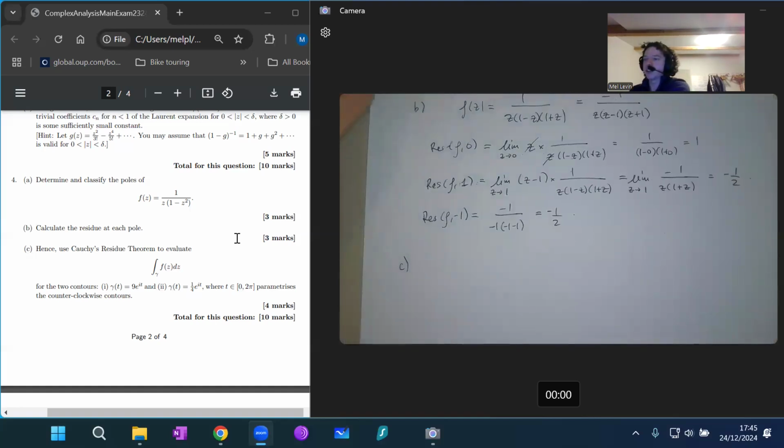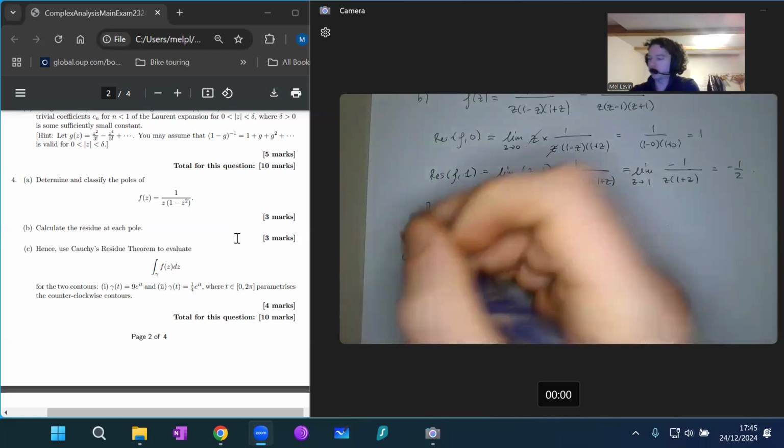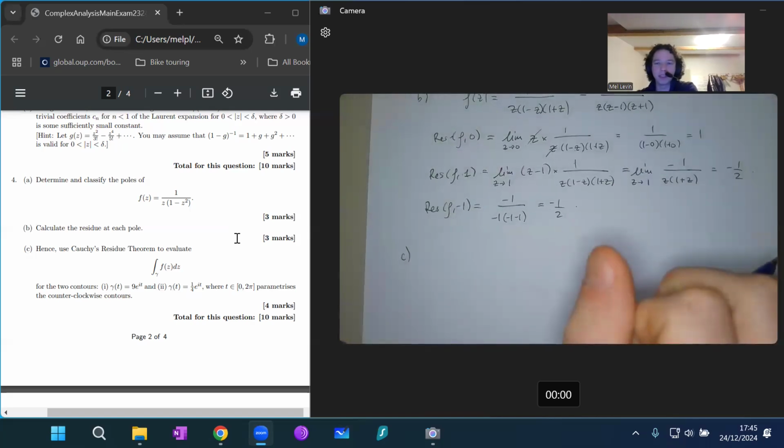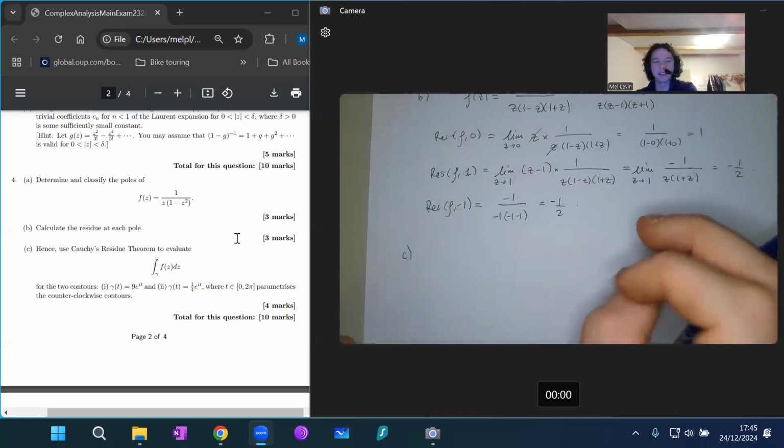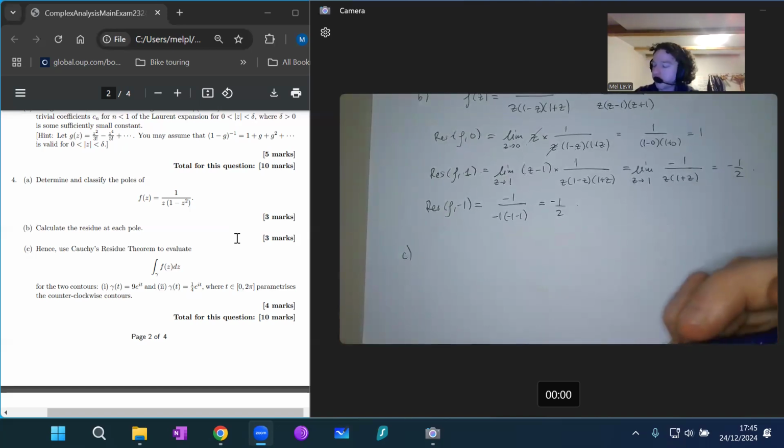Part C: Hence, use Cauchy's residue theorem to evaluate the integral of f of z dz over the contour gamma for two contours. So what is Cauchy's residue theorem? This is probably the crowning theorem of an introductory complex analysis course. Really a core theorem.